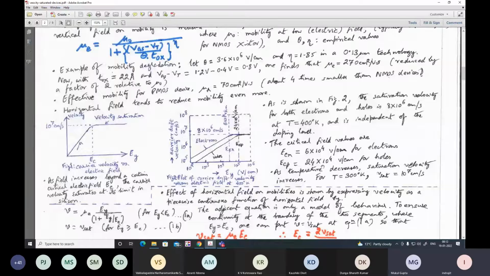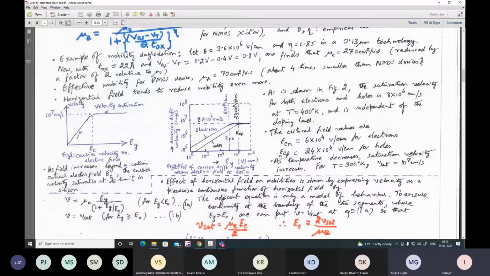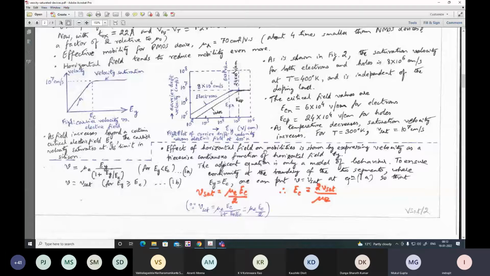Now the critical field values, however, differ between electron and hole. Okay, so we find that the critical field for the holes, the positive carriers, happens to be 4 times larger than that of the electron. Okay, an effect of the horizontal field on mobility.